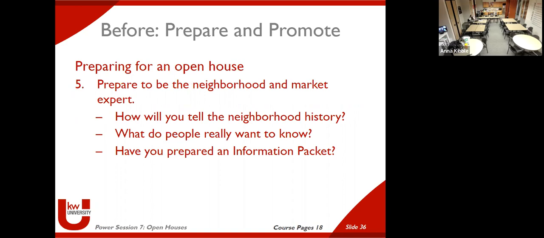How will you tell the neighborhood history? What do people really want to know? Have you prepared an information packet? So that's a good idea. Right, you can ask the seller questions like, why do you love living in this neighborhood? And once you understand why they love living in the neighborhood, you can tell people coming into the open house why the neighborhood's so great. What about an information packet? What would go into an information packet that you'd be able to hand out?